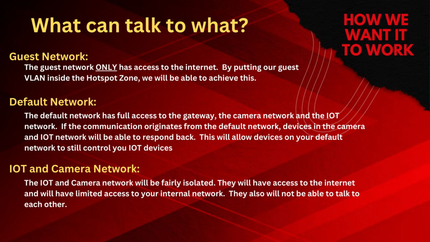But this is going to allow devices on your default network to be able to control devices in these other VLANs and be able to get a response, okay? Then we're going to have our IoT and camera network, and they too are going to be fairly isolated. They're going to have access to the internet. They're not going to be able to talk to any other VLANs, but we are going to have to allow them some local access here and there to be able to allow certain functionality to happen. For example, the cameras need to be able to record to their NVR. So we have to open up the doors to be able to allow that to happen, okay?